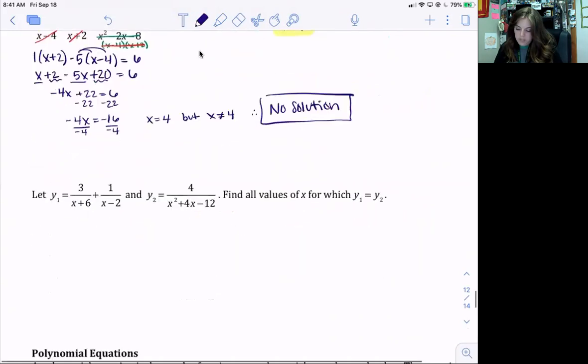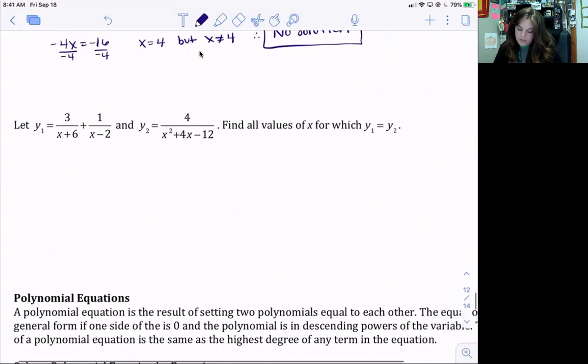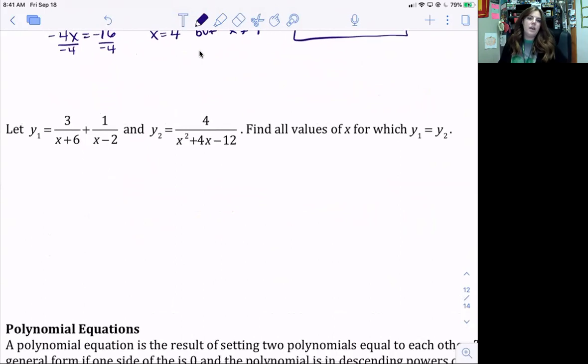All right, looking at our second one, we have let y1 equal 3 over x plus 6 plus 1 over x minus 2, and y2 equal 4 over x squared plus 4x minus 12. Let y1 equal y2. So I'm going to rewrite this. We have 3 over x plus 6 plus 1 over x minus 2 equals 4 over, and I'm going to go ahead and factor this. Your factors of negative 12 that add to be 4 are x plus 6 times x minus 2.